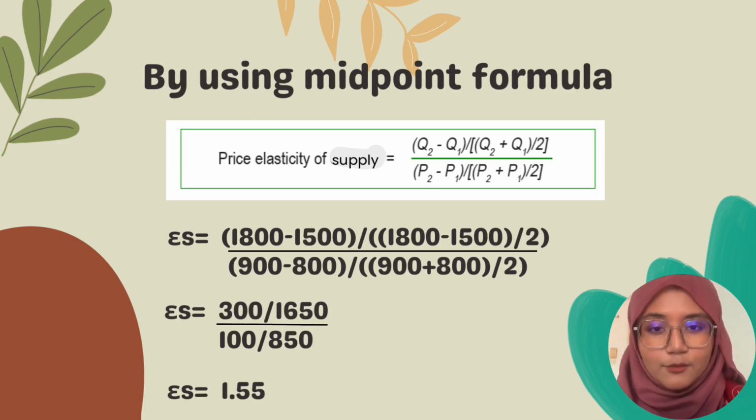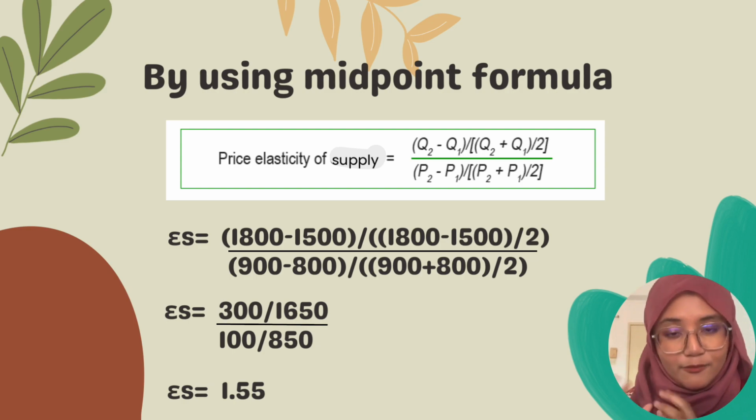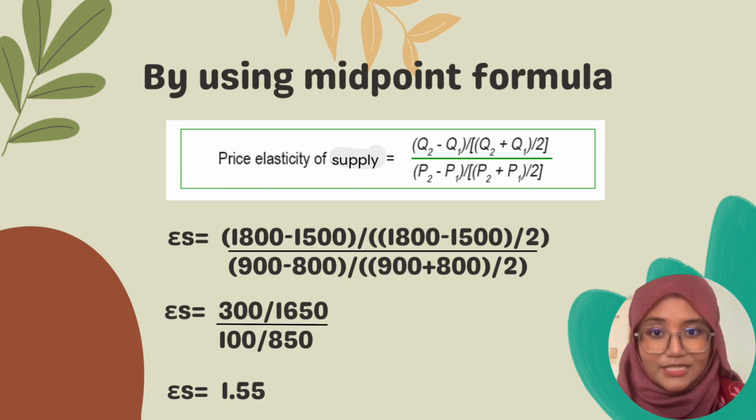I also calculated by using the midpoint formula, which is Q2 minus Q1 over Q2 plus Q1 over 2, over P2 minus P1 over P2 plus P1 over 2. I'm using the data from my previous slide and put it into this formula, and we got 300 over 1650 over 100 over 850, and we got 1.55.